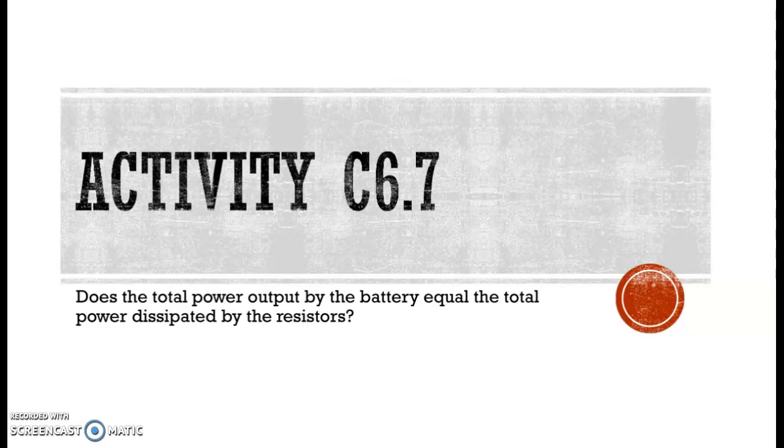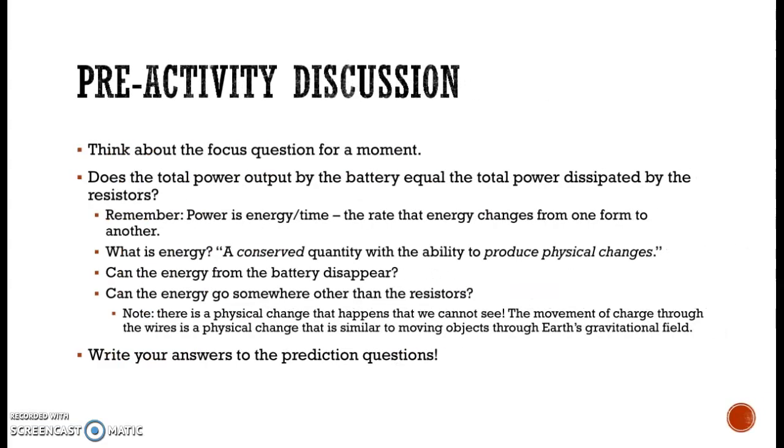Hey guys, today we're going to look at Castle Unit 6, Activity 7, or Activity C6.7. The focus question for which is, does the total power output by the battery equal the total power dissipated by the resistors? Another way of phrasing that question that maybe you'll understand better is, is energy conserved in this electrical situation that we're looking at? Okay, that's really what it's asking. Is energy conserved?